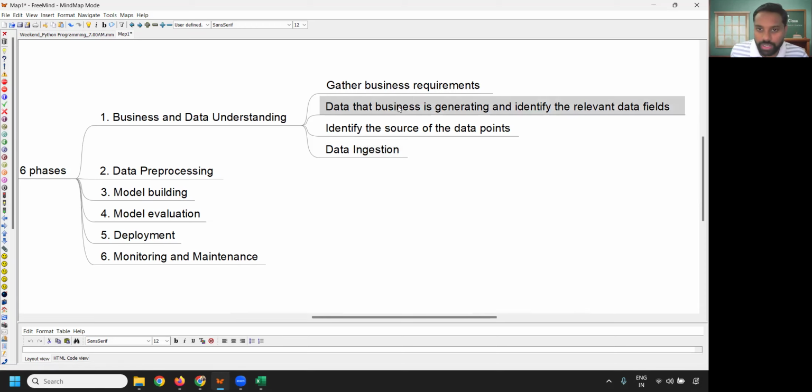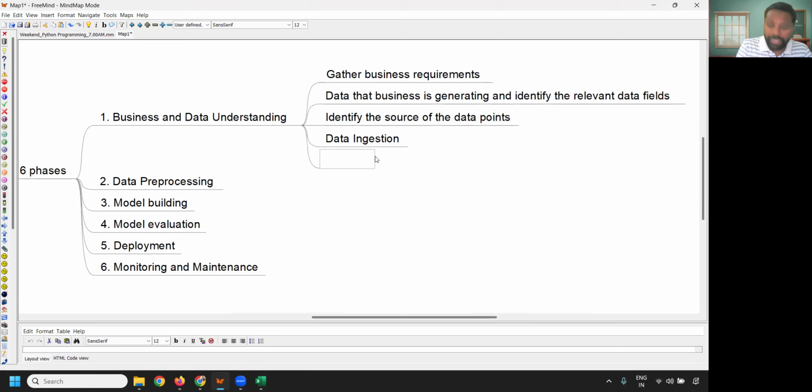Okay, we have identified what is the data that is getting generated by the business. Then we have identified what are the relevant data fields. Now we are also trying to see where the data is residing in the business. Where is that actual data sitting? The sources could be primary and secondary. Once we identify where the data is actually sitting, we have to get that data so that we can start processing, right? So into your processing environment, you're getting the data. That's called data ingestion. Once the data is obtained, next we do preliminary statistical analysis. What is it also called?